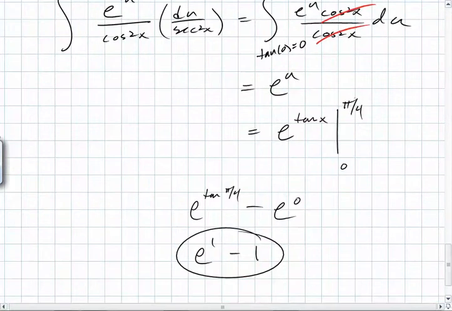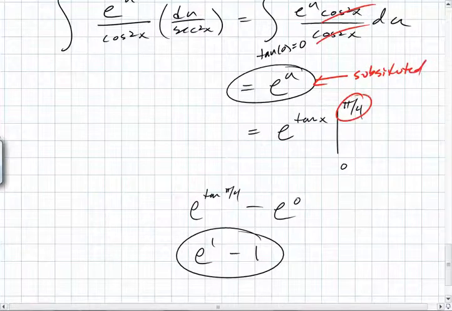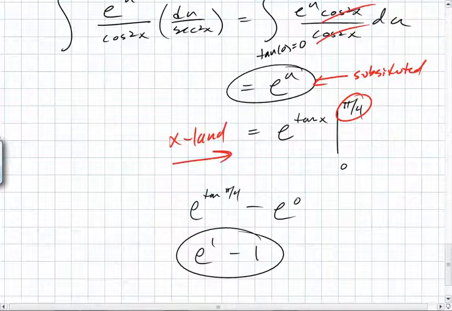So one way you can write this is, what did we do? We went in and we got our general antiderivative. At this point, what did we do once we got the answer being e to the u? We substituted back in, right? And then we evaluated from, because now we're in x land, right? We evaluated from 0 to pi over 4. But let me show you something that makes this a little simpler.